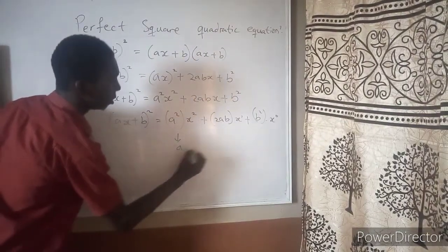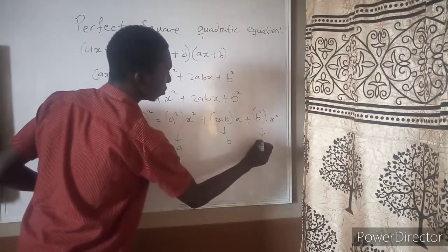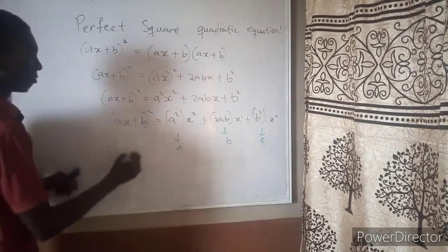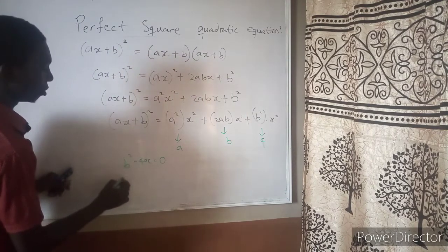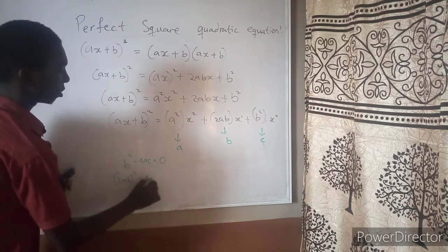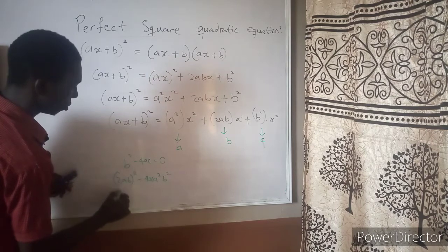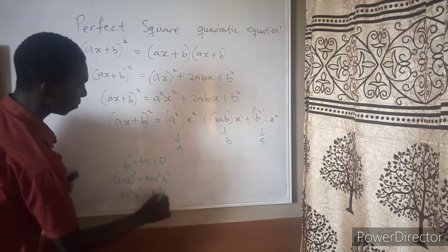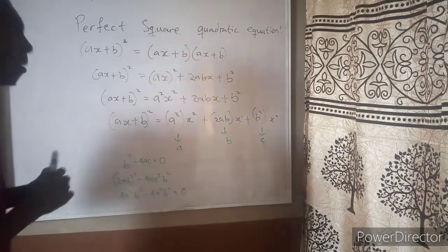Here, a squared is my a, the coefficient of x is my b, and the constant is my c. So from there, b squared minus 4ac must equal 0. What's my b? That's 2ab all squared, minus 4 times a squared, times c, which is b squared. Doing this, I have 4a squared b squared minus 4a squared b squared. This will always give me 0, meaning what we have here is a perfect square.